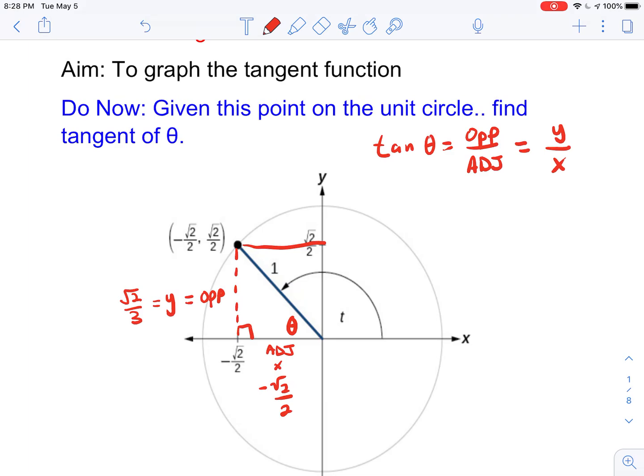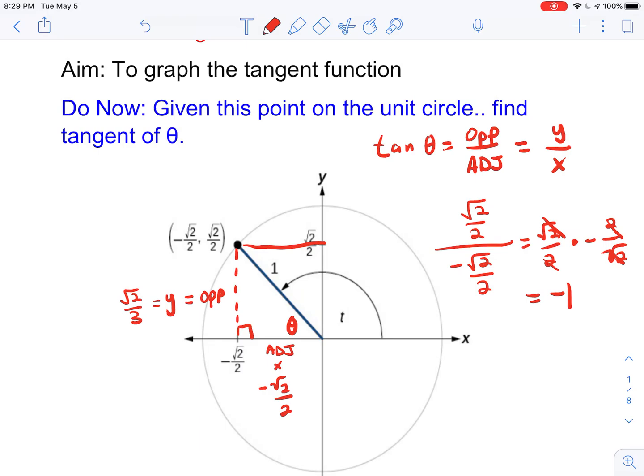So another way we can look at this is as y over x. So either way, to calculate this, we're going to have to put radical 2 over 2 and divide it by negative radical 2 over 2. Okay, so now we change, and we flip. Lucky for us, a lot of things cancel, and we end up with a negative 1. So the tangent of this angle is negative 1.